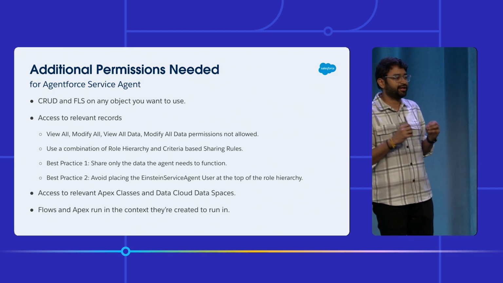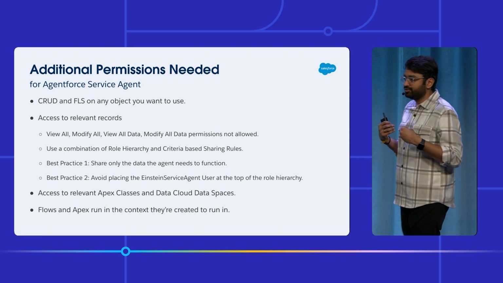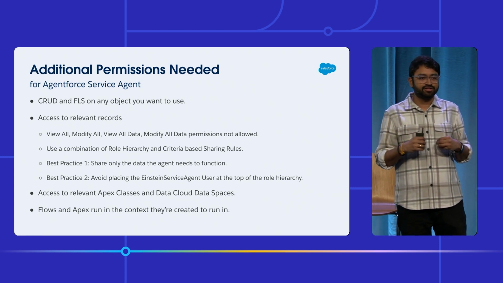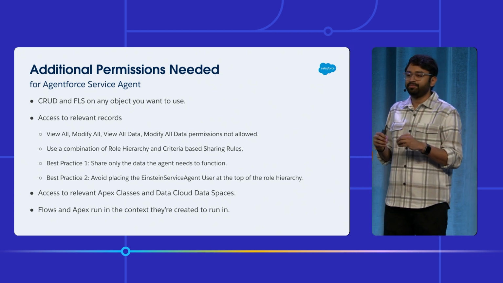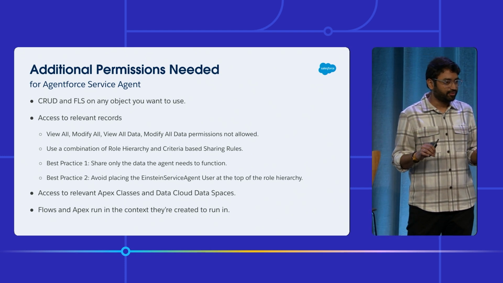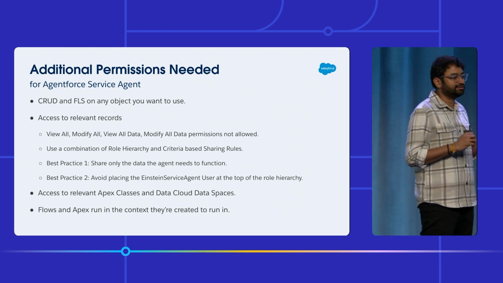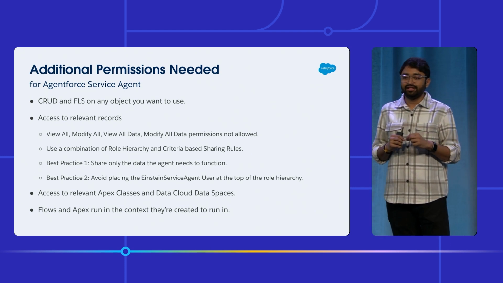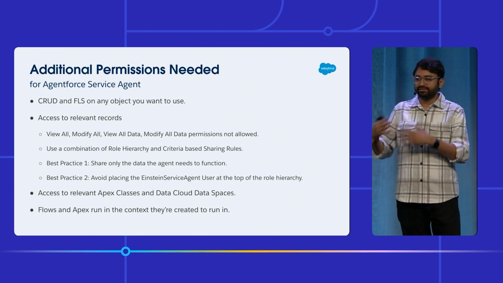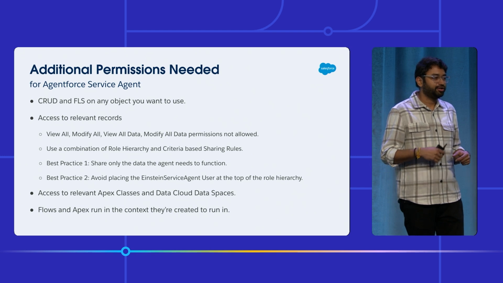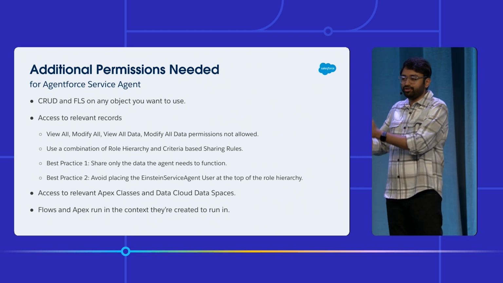Second one, of course, is to give access to relevant records. Now, as I mentioned before, you can use any of the existing platform features like sharing rules, sharing sets, so on and so forth. It's up to you. It's your implementation. You can do it in whichever way you want. But the only caveat here is that the permission set that gets assigned to this agent users does not have the view all permission. So you can't just say this agent can view all the records. You need to come up with your own approach to share records with that particular user.